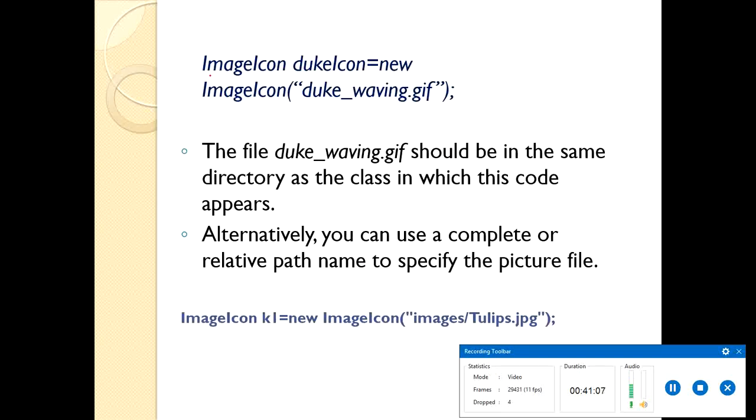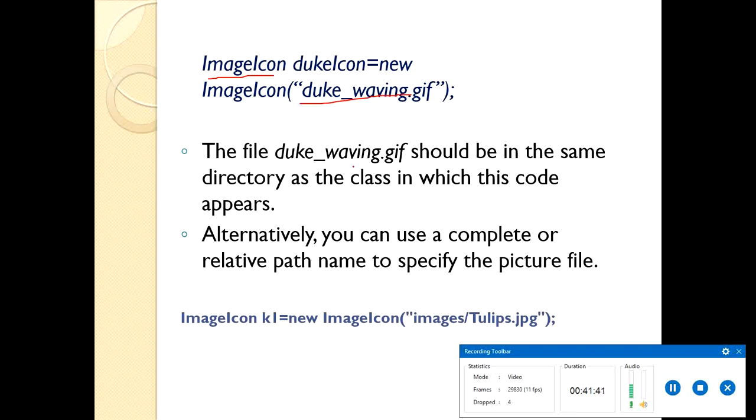So how to use it? First of all, you will create an object of the ImageIcon class, and in the bracket you will pass in as a string the name of the picture. Now make sure that your picture is saved in the same folder where you are placing your program. So for example, if your program is in a folder called ABC, you have to save your picture in the same folder. Then only you can write it in this form.